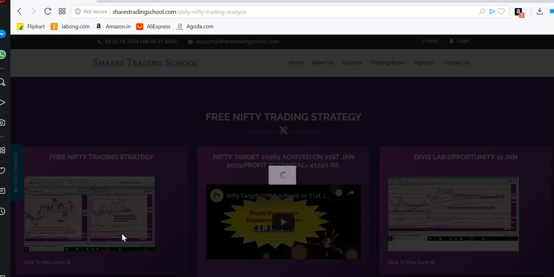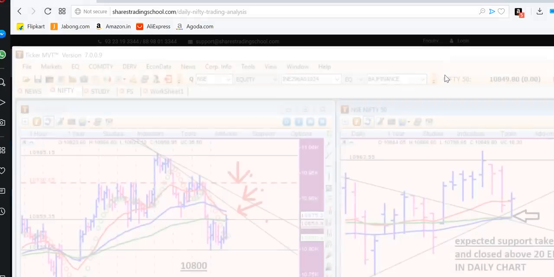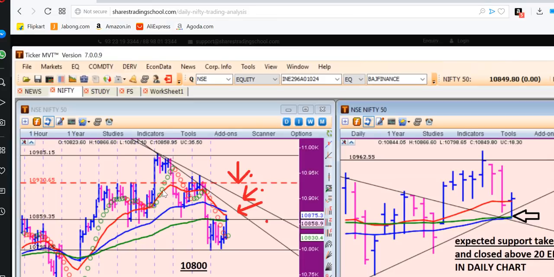In the last analysis, what we discussed, I'll just quickly share with you. Here we have been following two charts: one is the hourly chart of Nifty and one is the daily chart of Nifty. Basically, through the chart, we were giving support and resistance levels and probably targets, which were mentioned through the numbers.